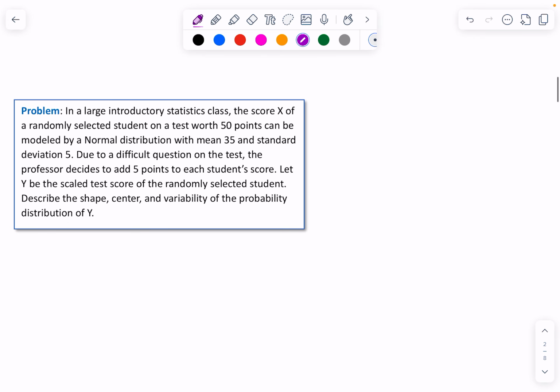So adding or subtracting a constant affects these two things the same. All right. In a large introductory stats class, the score of a randomly selected student on a test worth 50 points can be modeled by a normal distribution with a mean of 35, standard deviation of 5. Due to a difficult question on the test, the professor decides to add 5 points to each student's score. Let Y be the scaled test score of a randomly selected student. Describe the shape, center, and variability of the probability distribution of Y. All right, so shape should be the same as before, and before it was normal. So the shape is normal.